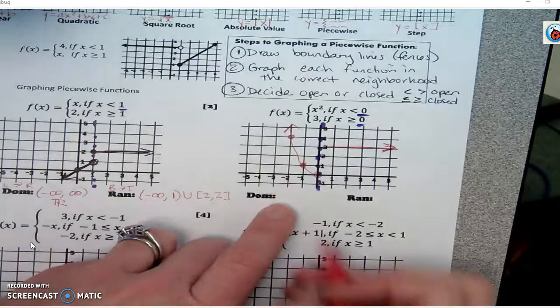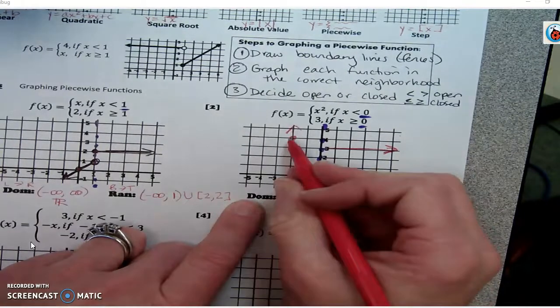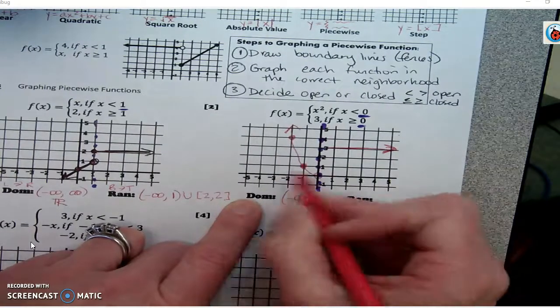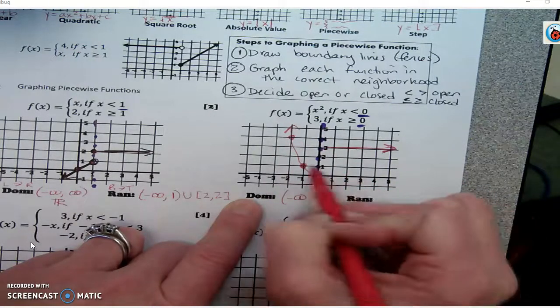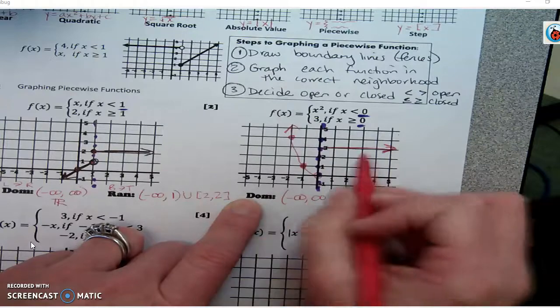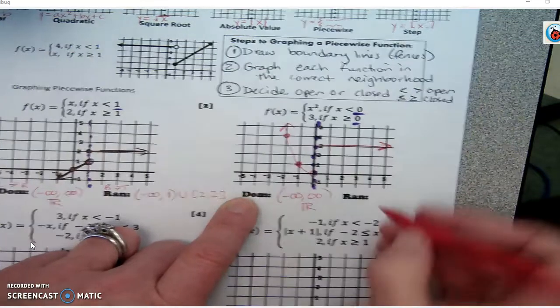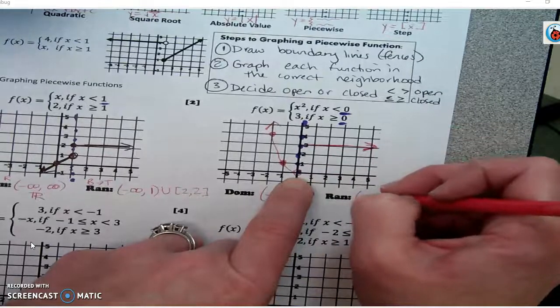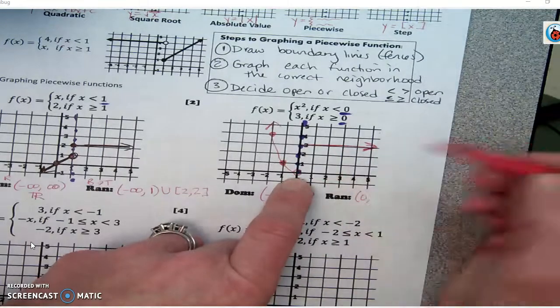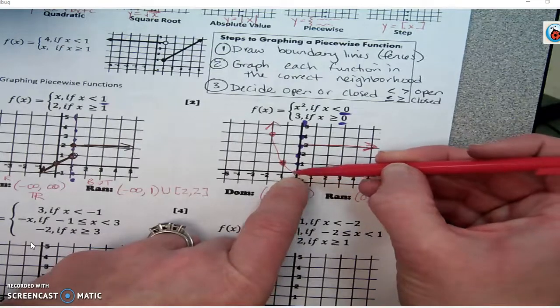Okay. All right, domain left to right. So to the left, it goes forever. And as I trace it, it doesn't skip any x values. And it goes to the right forever. You could also say all real numbers. The range, bottom to top, it starts at 0. I'm going to put a parenthesis because there's an open circle there. It starts at 0. And then it goes to the top forever.